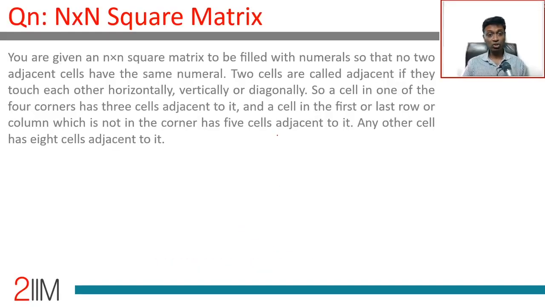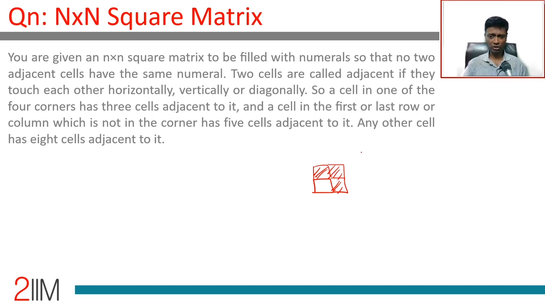You're given an n by n square matrix to be filled with numerals so that no two adjacent cells have the same numeral. Two cells are called adjacent if they touch each other horizontally, vertically, or diagonally. Wonderful. So if I have a cell like this, something here would be adjacent, something here would be adjacent, something here would also be adjacent. A side in common or a vertex in common, then the cells are called adjacent.